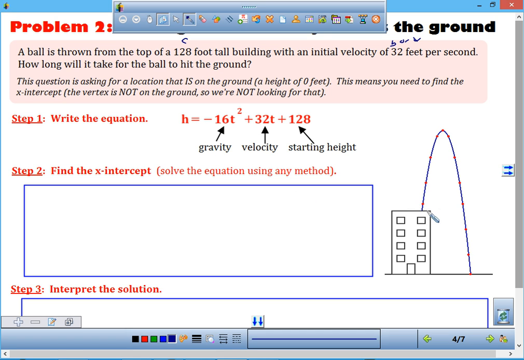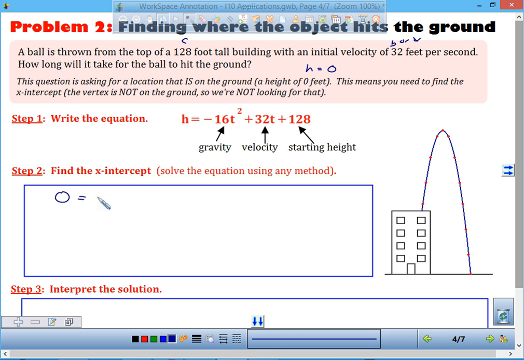So here's an example diagram of what it could look like. We want to know when it is going to hit the ground. So that tells us a height of 0. The ground is at a height of 0. So I'm going to take 0 and substitute that in for h. So now we have 0 equals negative 16t squared plus 32t plus 128.